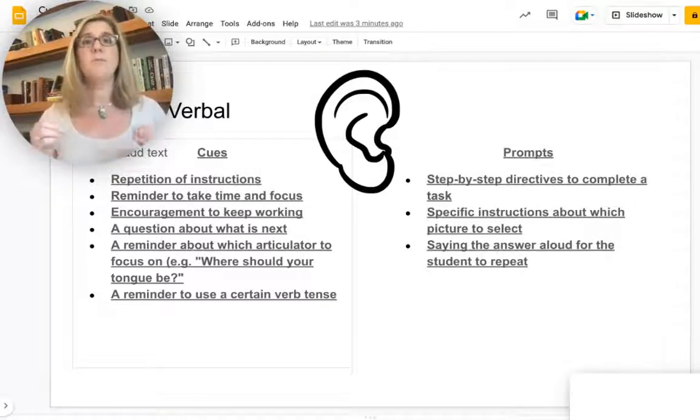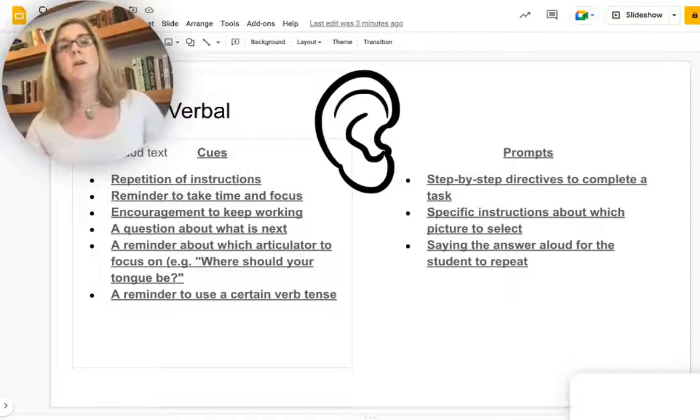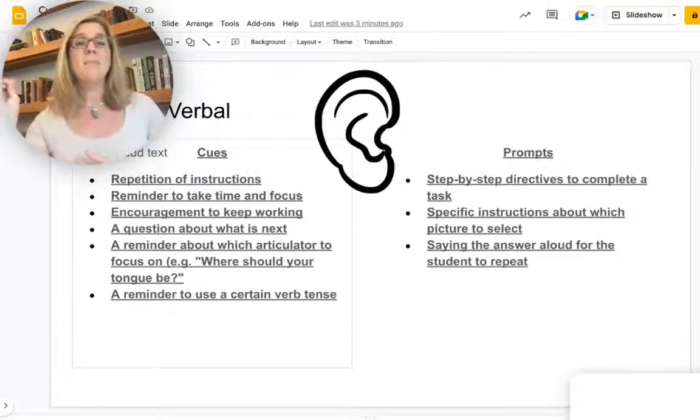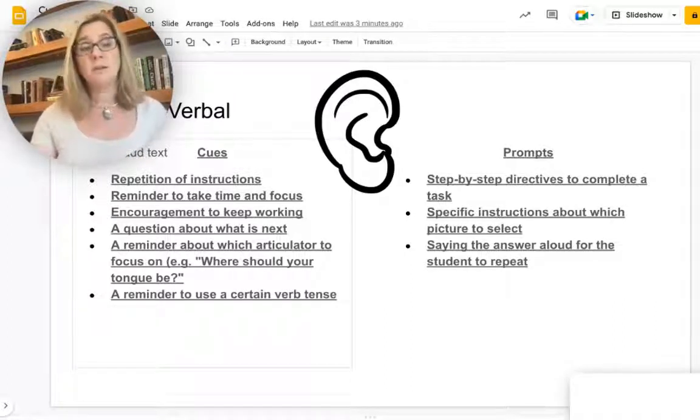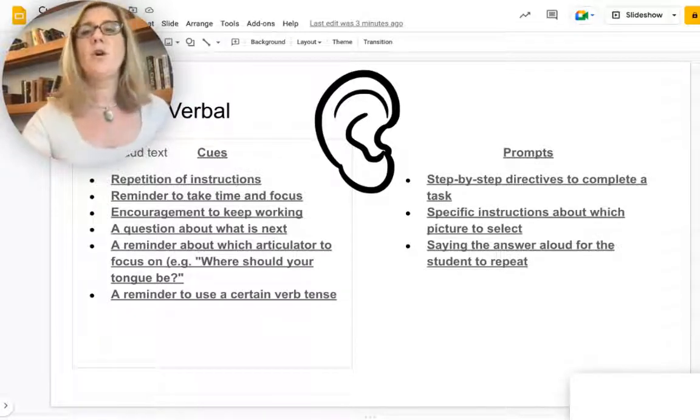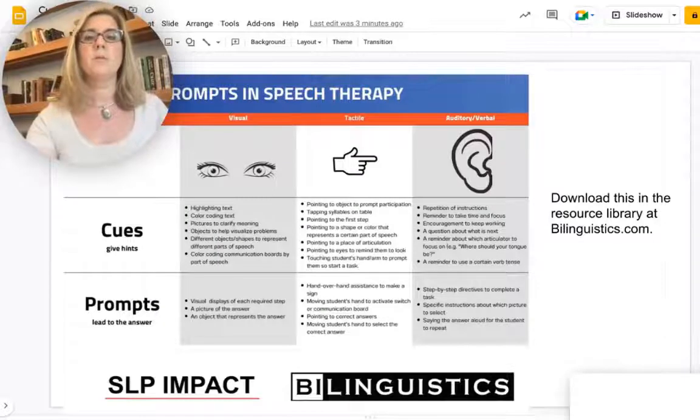Now, auditory verbal cues would include things like a repetition of the instructions or a reminder to take a breath, focus, take your time. Encouragement to keep working would be a verbal cue. On the other hand, a verbal prompt would be step-by-step directives to help a student get all the way through a task, specific instructions about which picture to select, or perhaps even saying the answer out aloud for the student to repeat it. So those would be examples of auditory or verbal prompts.